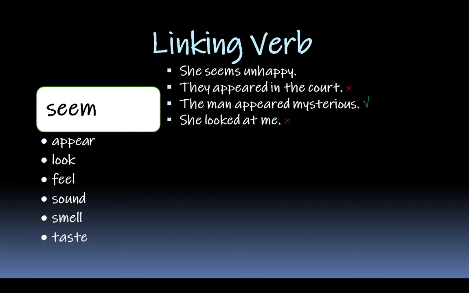She looked at me. Did she do something in this sentence? Yes, she did. She looked. Looked means she saw me. It has been used in the sense of see. So it's an action verb, not a linking verb. And I can't say she seemed at me. That would be wrong. Compare this example with the next one.